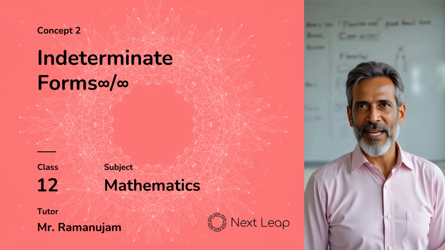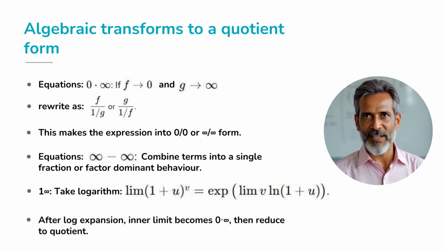Now here's something fun. Not every indeterminate form shows up neatly as a fraction. Sometimes they come in disguise, and it's our job to unmask them. The first disguise is 0 into infinity. If one factor tends to 0 and the other tends to infinity, we cleverly rewrite it as f divided by 1 over g, turning it into either 0 by 0 or infinity by infinity.